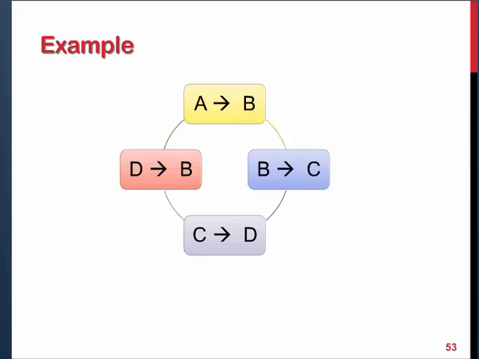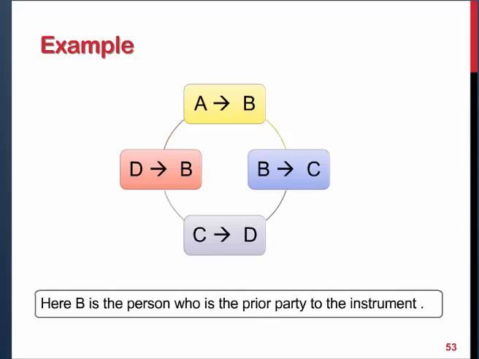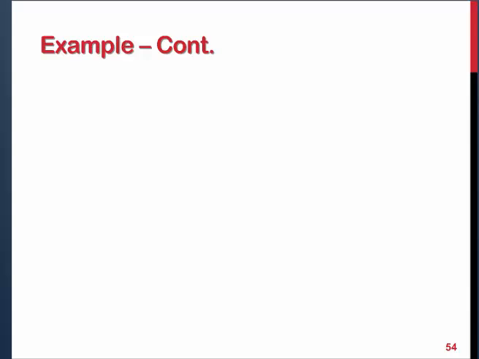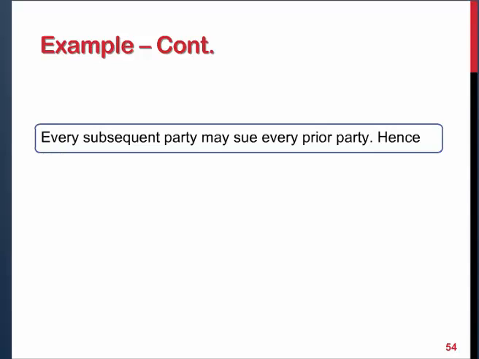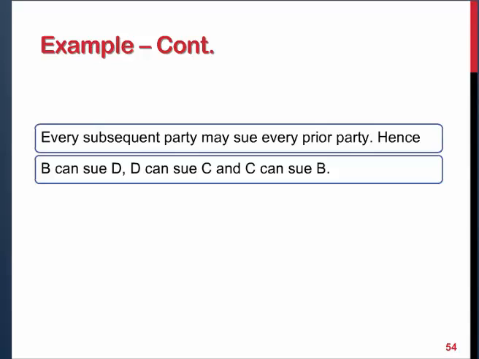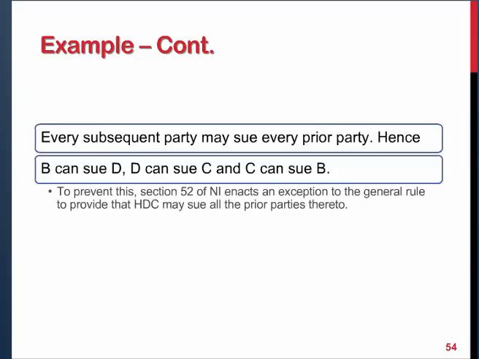Here, B is the person who is the prior party to the instrument. On account of this last endorsement, B should have a right to claim money from C and D. The rule is that every prior party is liable to every subsequent party. Every subsequent party may sue every prior party. Hence, B can sue D, D can sue C, and C can sue B.